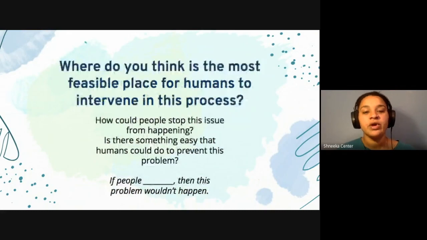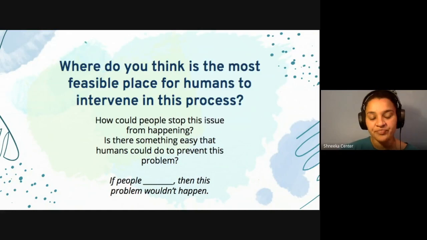Next question, where do you think is the most feasible place for humans to intervene in this problem? Feasible just means the easiest. So you could ask these questions. How could people stop this issue from happening? And is there something easy that humans could do to prevent this problem? So if people blank, then this problem wouldn't happen.